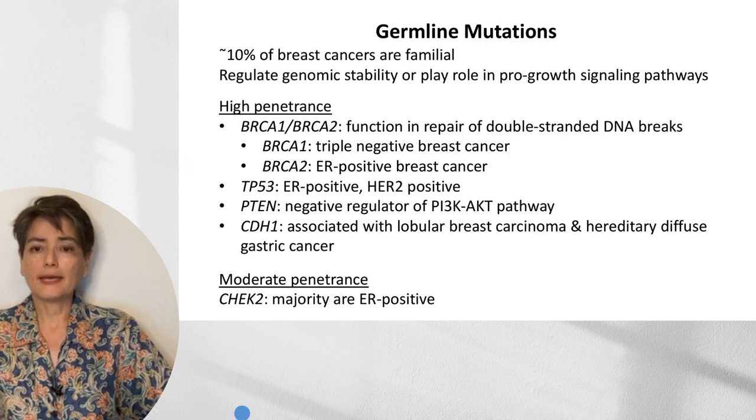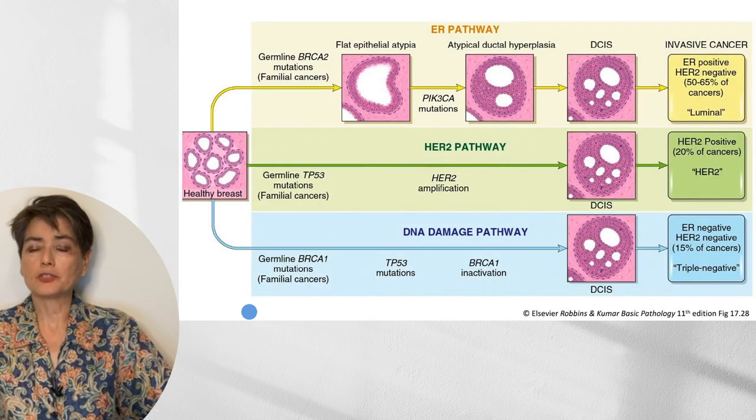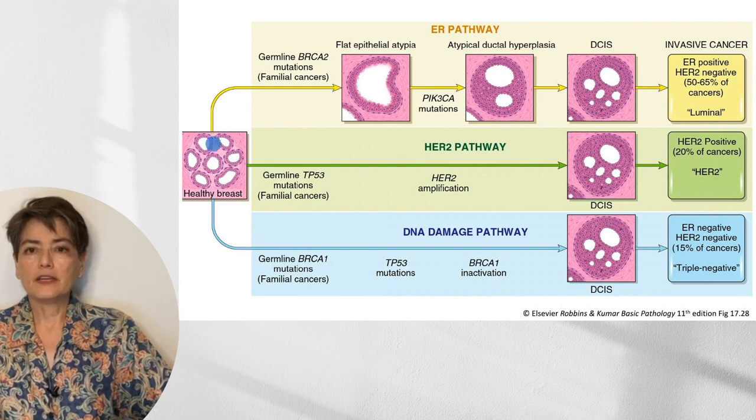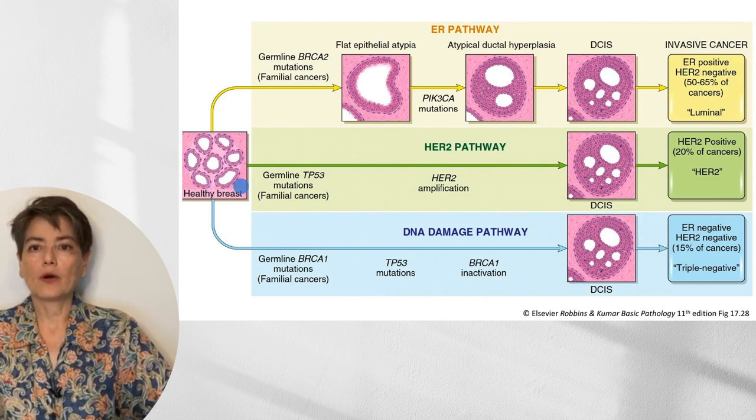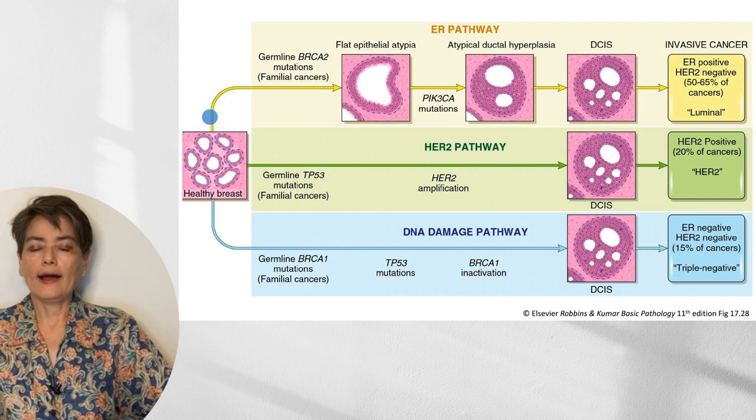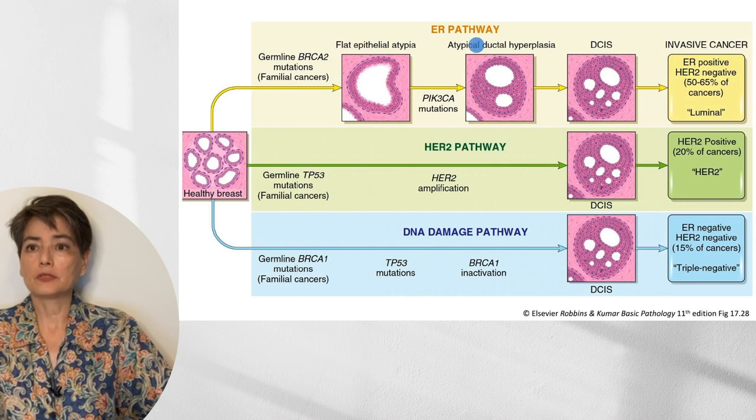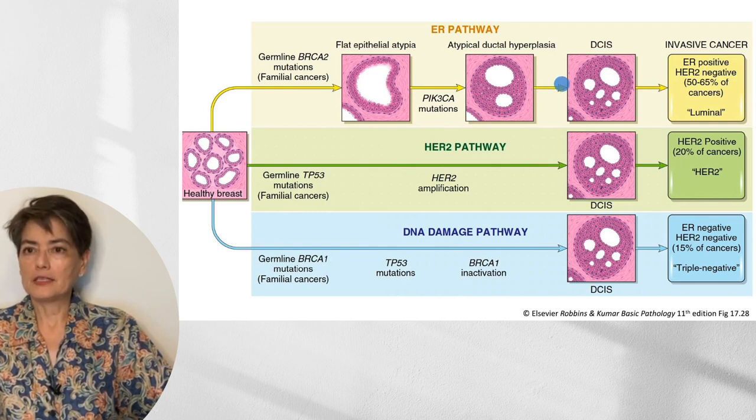So with all of this put together, now let's take a look at a figure from Robbins and Kumar Basic Pathology. You can see here we have healthy breast, and then it goes down one of these three pathways. We can have either our germline BRCA2 mutation, and this can lead to a precursor lesion called flat epithelial atypia, certainly not something that medical students need to be able to recognize. Subsequently, we can get our PIK3CA mutations, which is going to lead to our atypical ductal hyperplasia. Finally, we get additional mutations leading to DCIS and additional leading us to our luminal cancer.